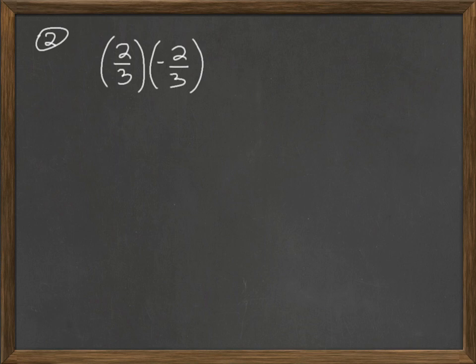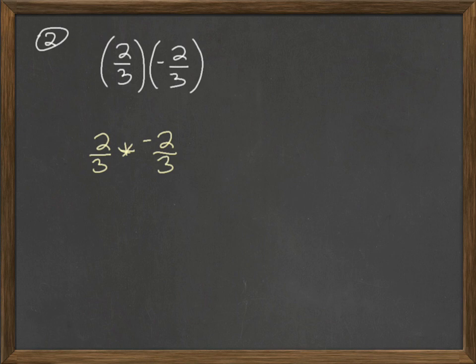So number 2 looks a little bit different. First of all, we have parentheses. Remember, parentheses are just another way of indicating multiplication. They're kind of the tuxedo of multiplication. All we really mean here is that we have 2/3 times negative 2/3. If the tuxedo with the parentheses makes you uncomfortable, you can always rewrite it this way.